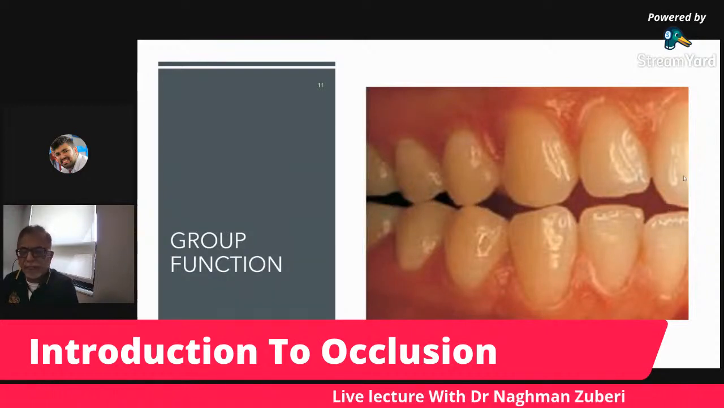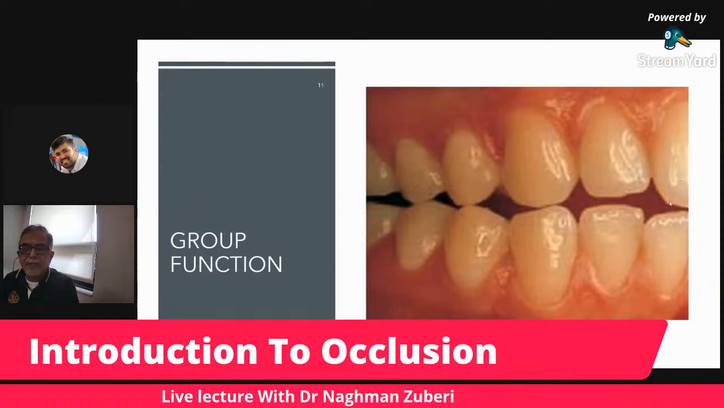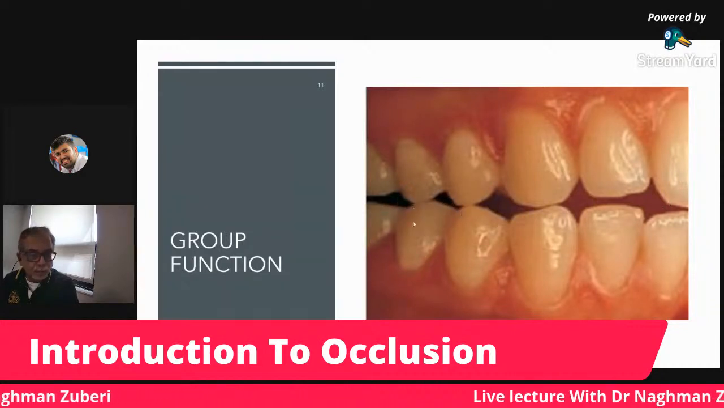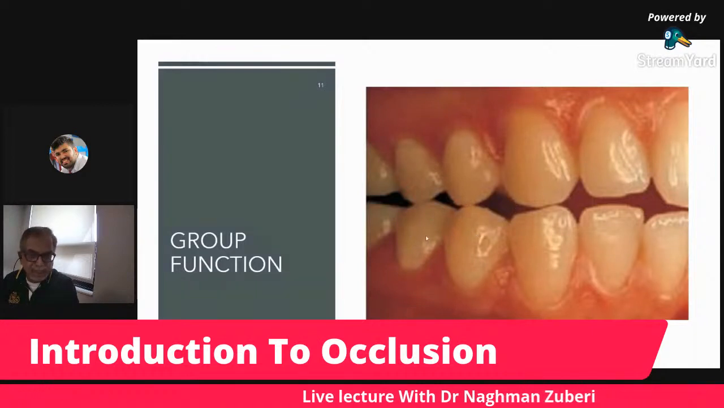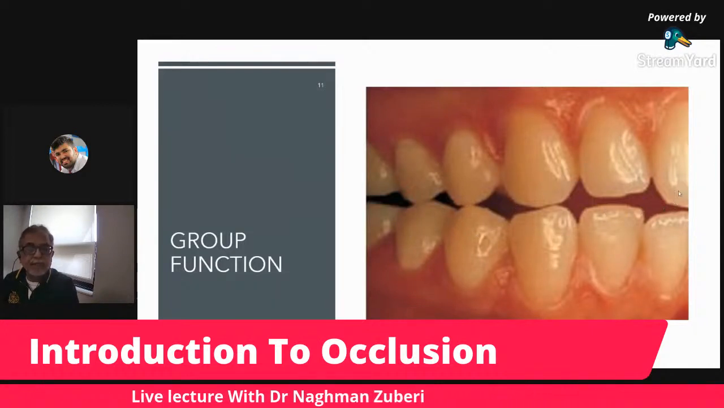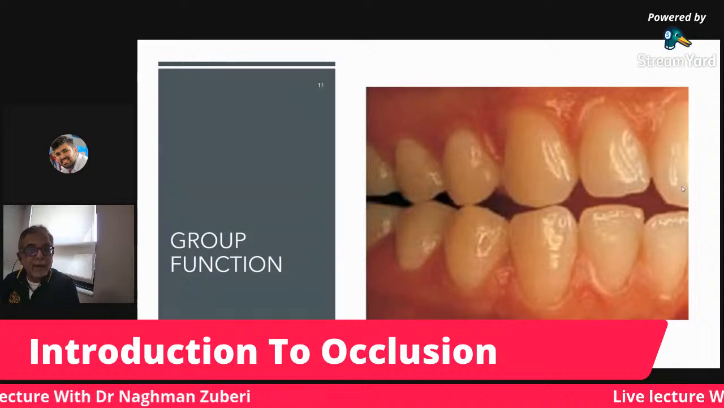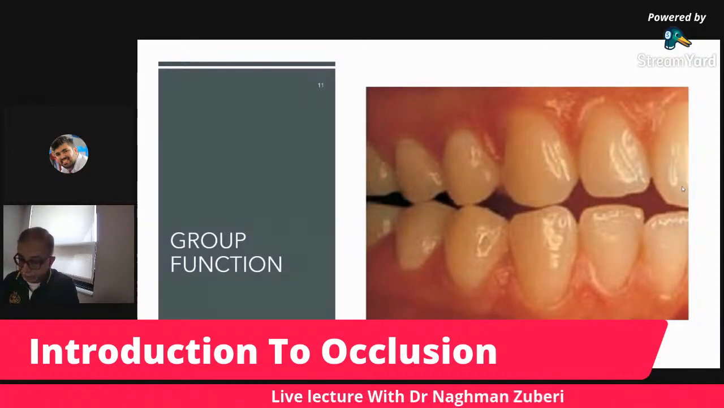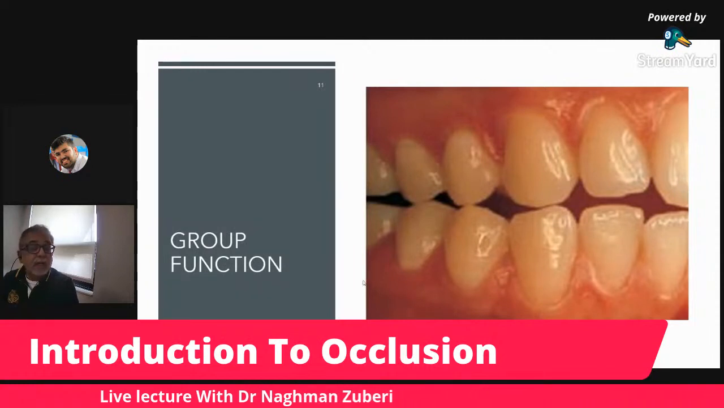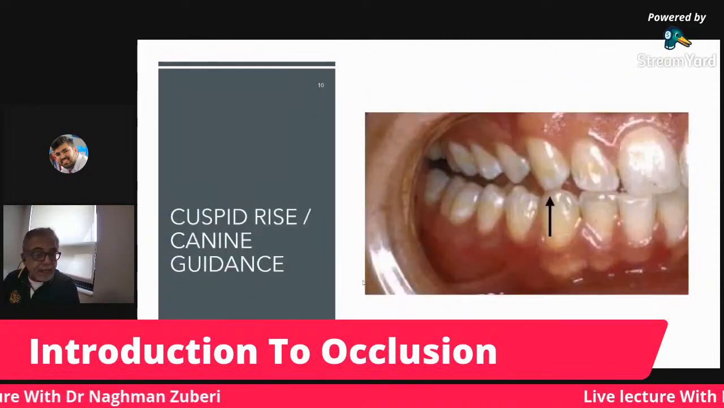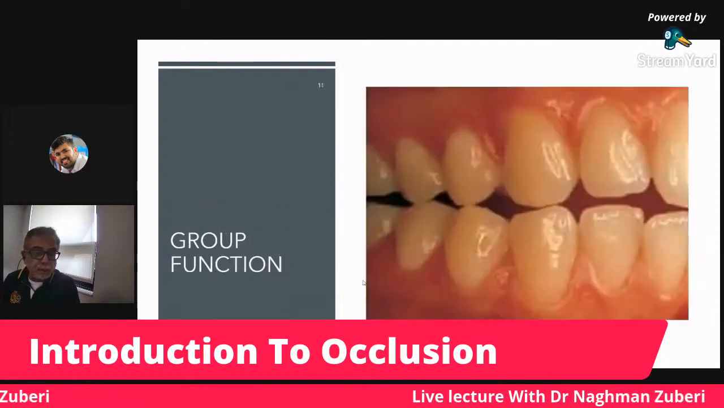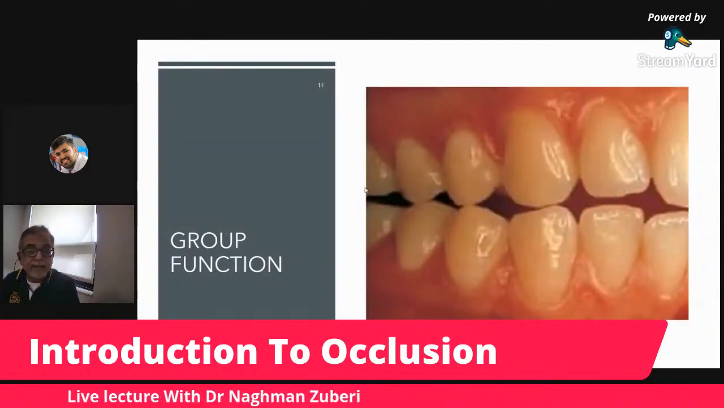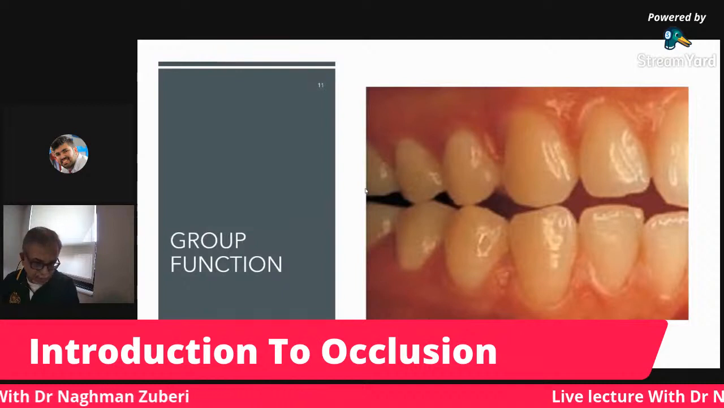So whenever there is some interference, either these teeth will be disoccluded in the group function movement on the working side, or there would be some pain on the tooth which is having an interference. No matter whether it is canine guidance or group function, both are considered ideal occlusions.